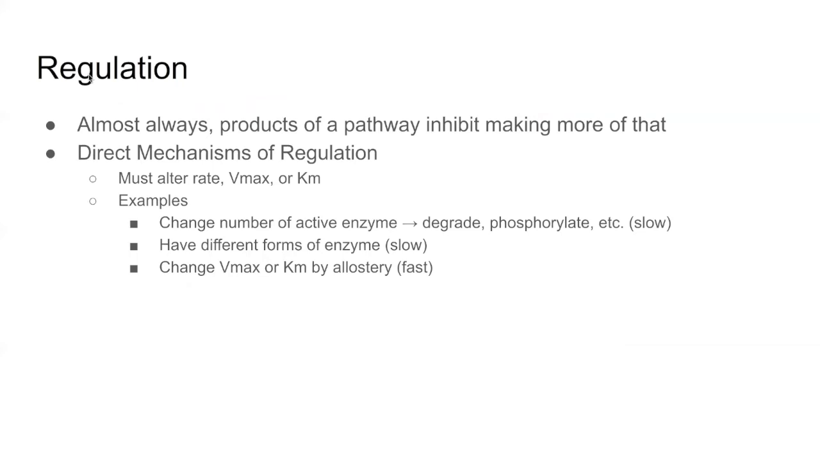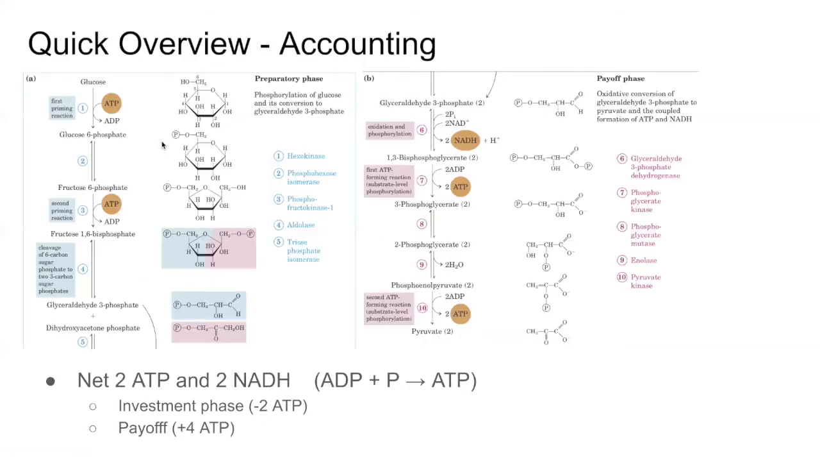to talk about regulation, the first general rule that we want to say is that the products of a pathway almost always inhibit making more of that. And so if we look at the glycolysis pathway we have here, I don't know the exact listing of inhibition, but generally we should expect that pyruvate should in some way maybe inhibit this enzyme, or maybe this enzyme right here, or this product right here probably likely inhibits the enzyme that makes it.